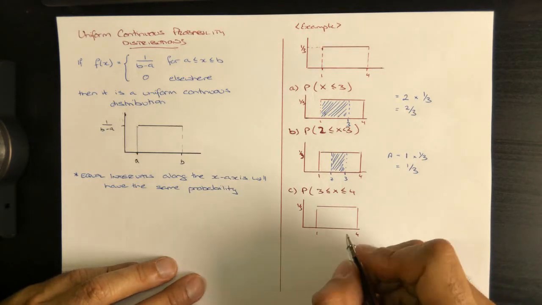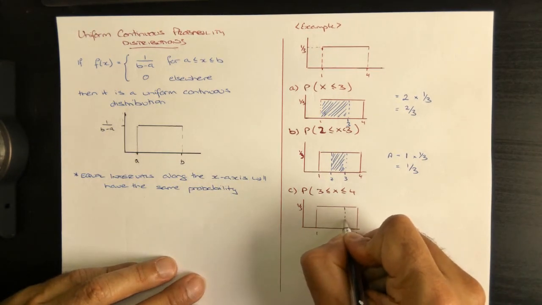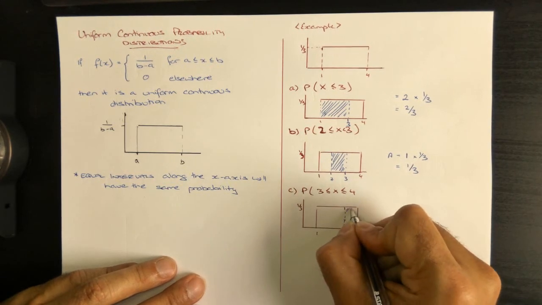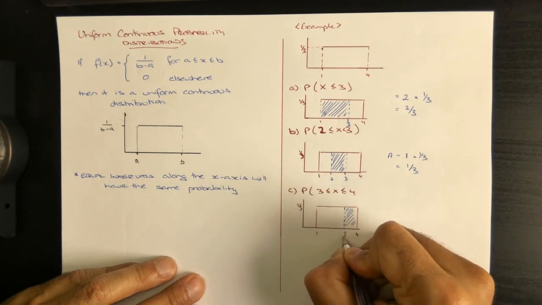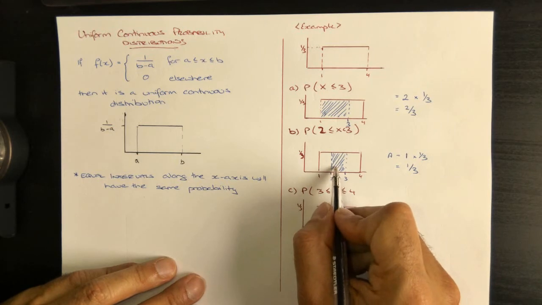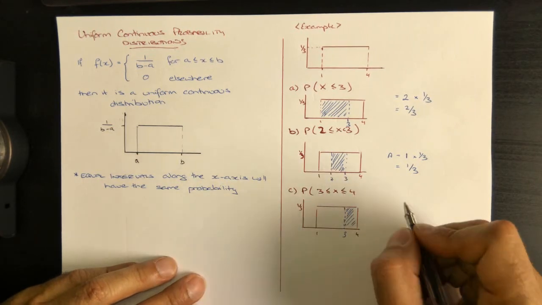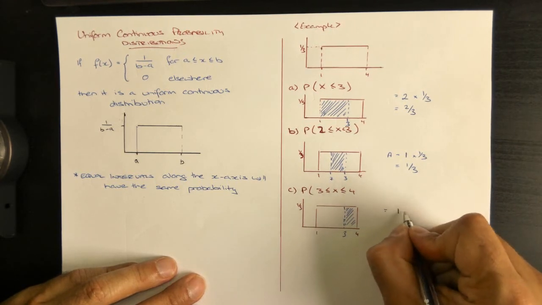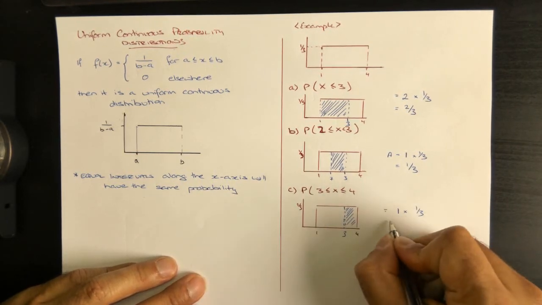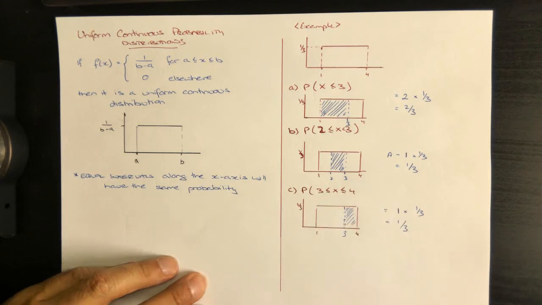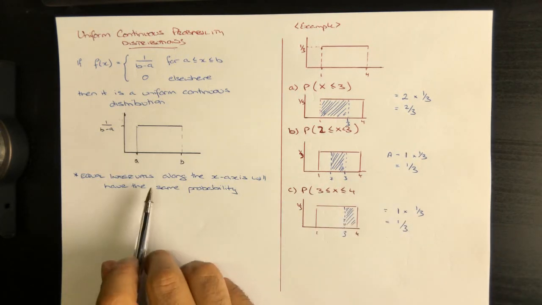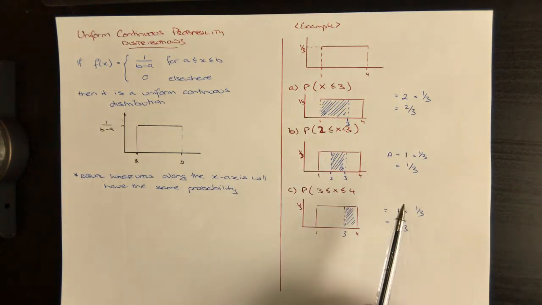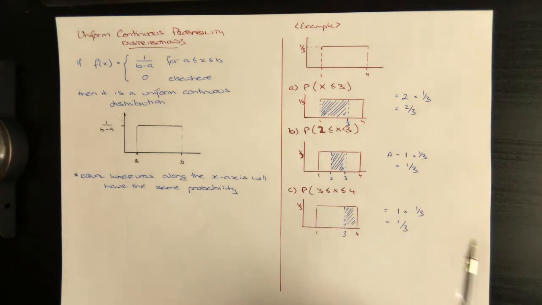Now if we did x greater than 3, that's this part here, and that should be the same length as this, so I should really get a third. Let's figure it out. 4 minus 3 is still 1, the height's still a third, and I get a third as I expected. So equal intervals along the x-axis will have the same probability if the distribution is uniform. Okay, so good luck.